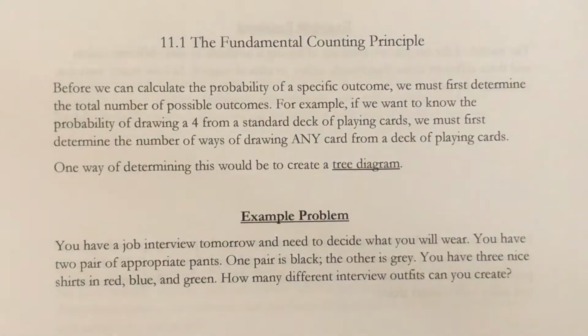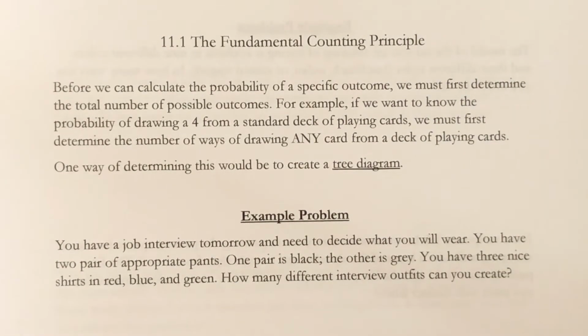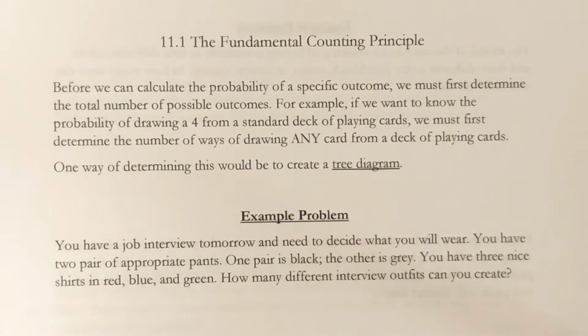This is the beginning of chapter 11, probability. Now, before we can learn to calculate probabilities of a specific outcome, we first have to figure out ways to count all the different possible ways something can happen. So for example, if we want to know the probability of drawing a 4 from a standard deck of playing cards, we must first determine the number of ways of drawing any card from a deck of playing cards.